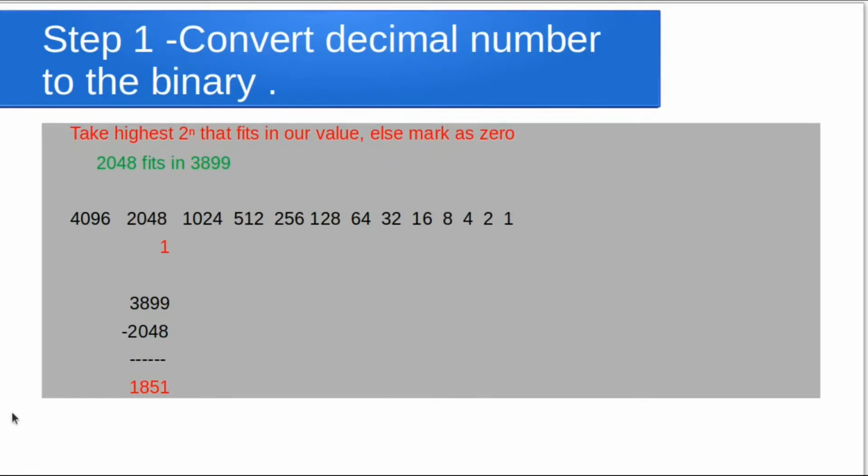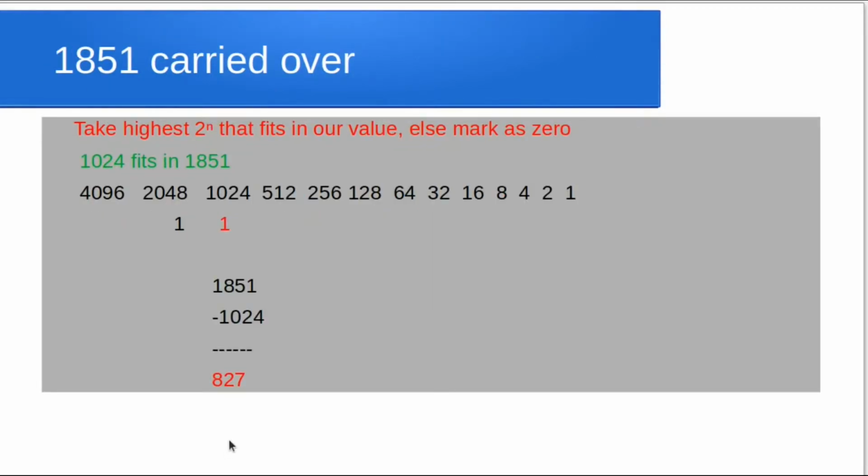Okay, so next step. Now we got 1,851, which we carried over, and we use again our rule: take the highest power of 2 that fits into the value, otherwise mark it 0. Now we know that 1,024 fits into 1,851, so we mark it with 1, and again we minus it from our value. That leaves us with a remainder of 827.